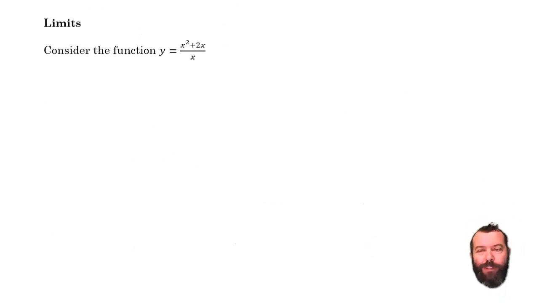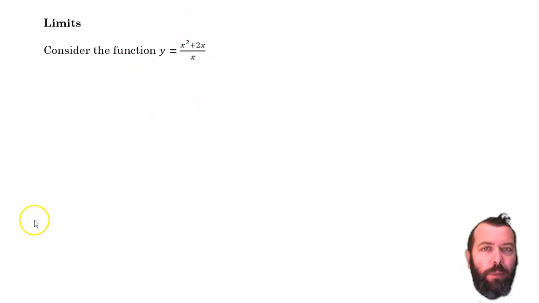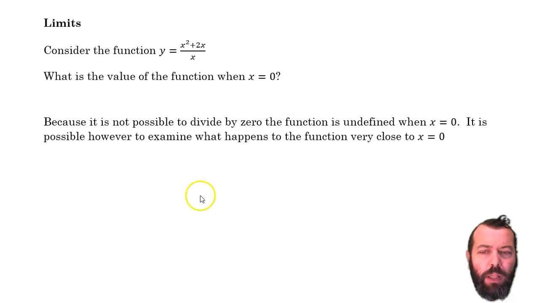Now, limits. We're going to do these in a lot more detail in another topic. But to begin with, we do need to have a brief understanding of them. Look at this function here, x squared plus 2x over x. What happens if x equals 0? Well, I can't divide by 0. That's a little bit of a problem. So it's undefined at x equals 0.